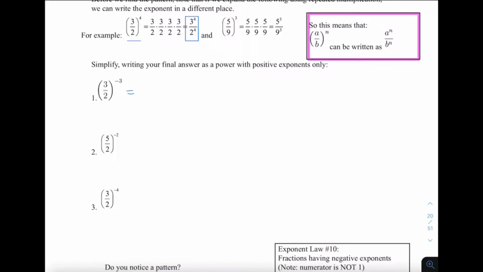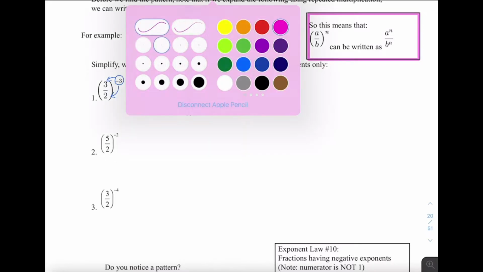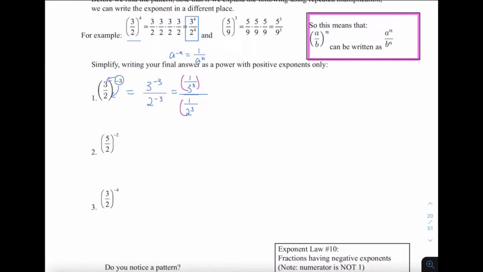So in this case, what I can do using this rule is I can apply the exponent to the numerator and the denominator in the following way. And then we're going to use the rule that a to the negative n equals 1 over a to the n to rewrite the numerator as 1 over 3 to the power of 3 divided by 1 over 2 to the power of 3. And this fraction is a fraction divided by a fraction.